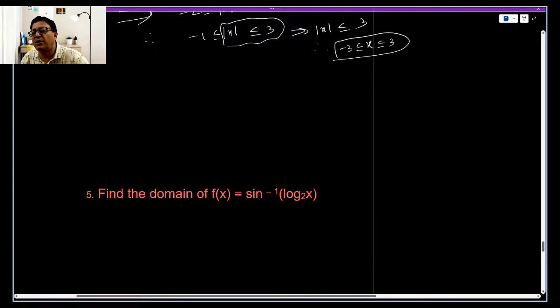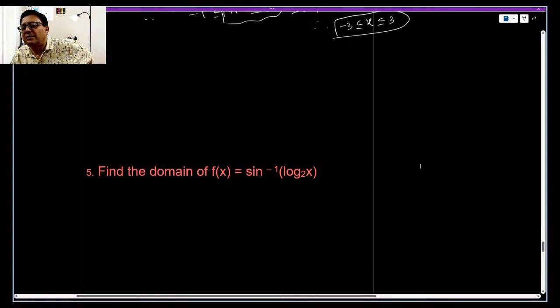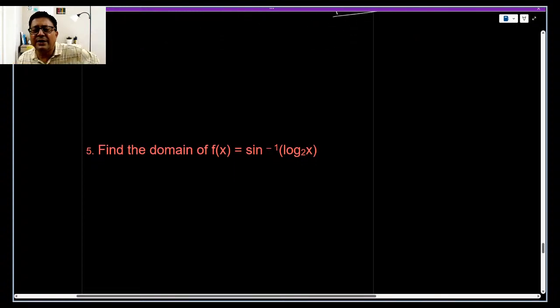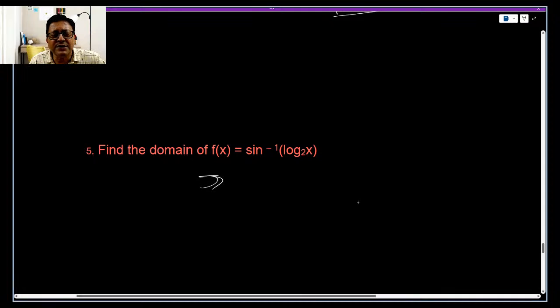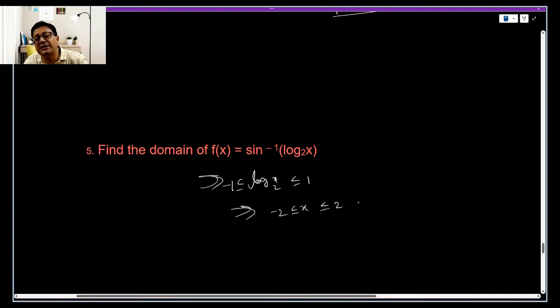Sine inverse of log of x base 2. Question may arise in this manner. All are there in your syllabus. How to find the domain here? Go by the same reasoning again: this implies log x base 2 is greater than or equal to minus 1 and less than or equal to 1. x is greater than or equal to minus 2 and less than or equal to 2. Isn't it? Or 2 to the power x. Please check once. Check.